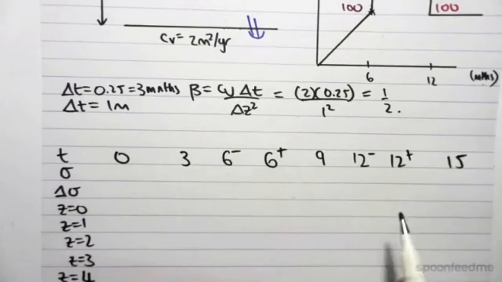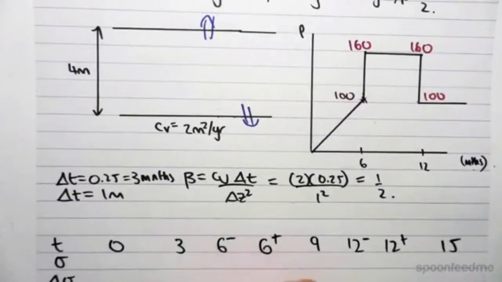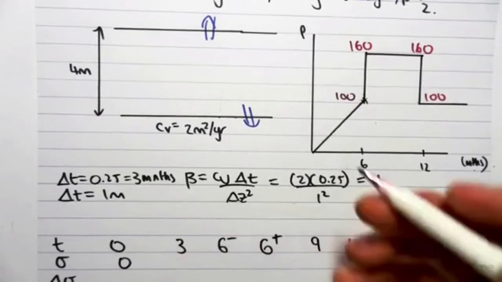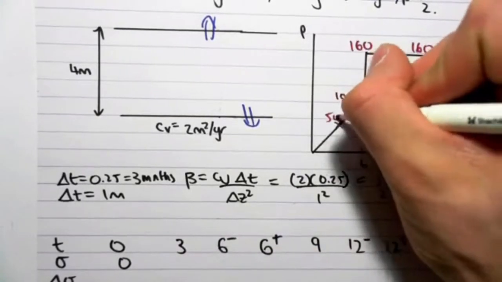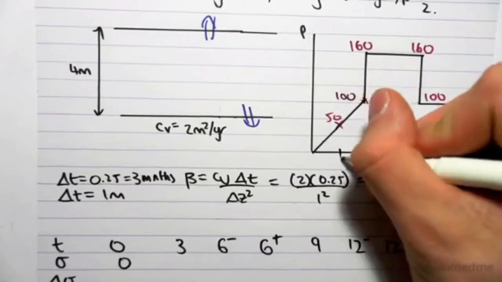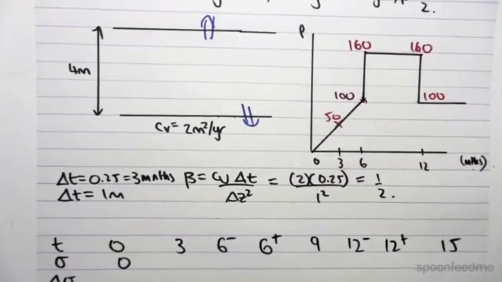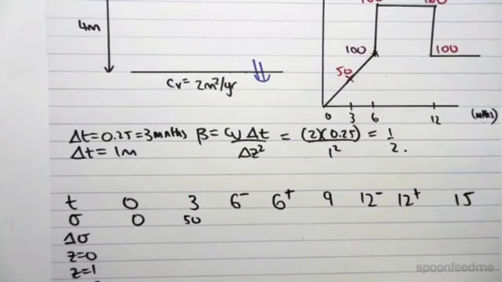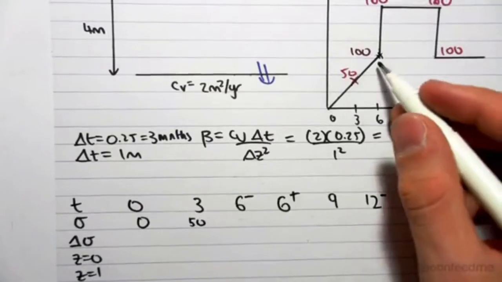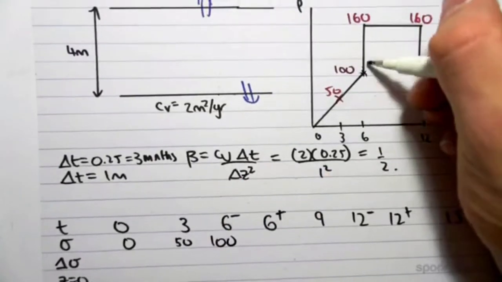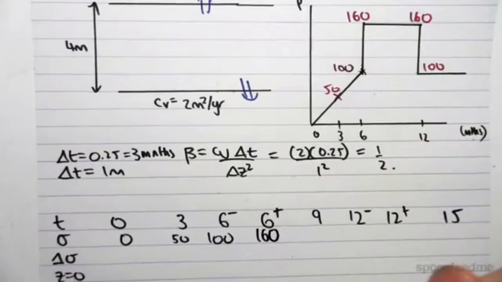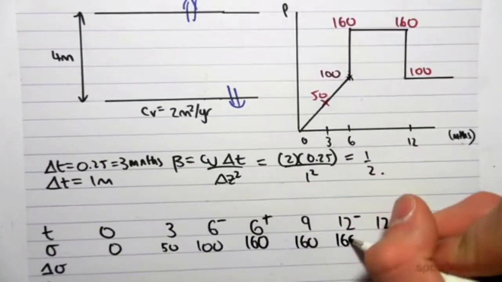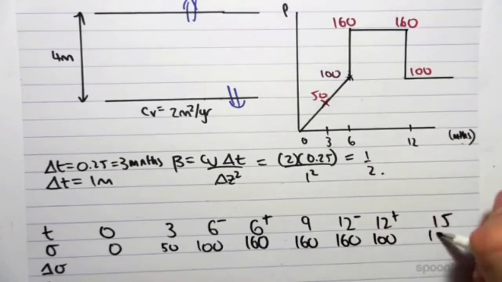Now we're going to put the stress at all these values. So at time equals 0, we have a 0 stress. At time equals 3, we'd have to find what that stress is. Because this is increasing linearly, this would be 50, because it's halfway between 0 and 6. At a point just before 6 months, it's 100. At a point just after 6 months, it shoots up to 160. At 9, it's still 160. Its load is sustained. This is 160. This is 100, and this is 100.